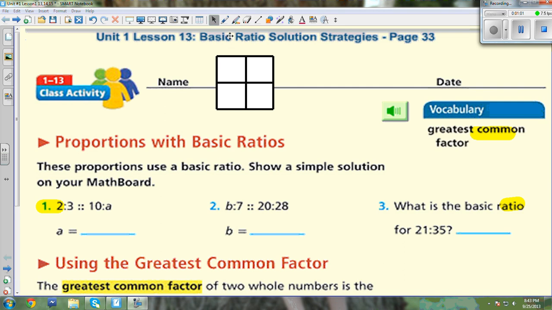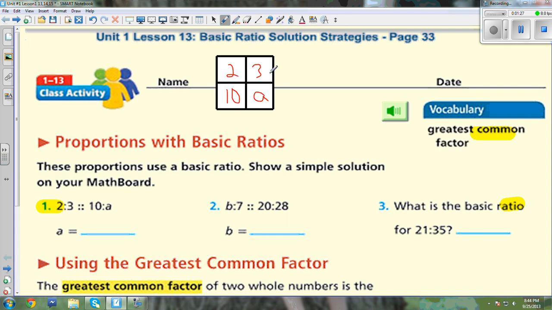So let's take a look at number 1 and go ahead and write it down, please. You are solving for A, and it's the ratio of 2 to 3 equals 10 to A. So I'm just going to use a factor puzzle. I just like using factor puzzles. So I'm going to plug in my numbers. I have 2, I have 3, I have 10, and A. So I'm solving for A.